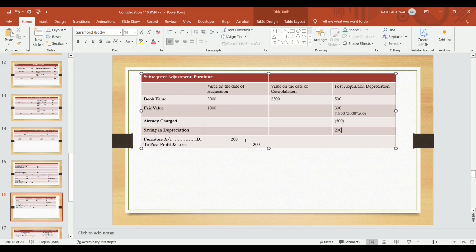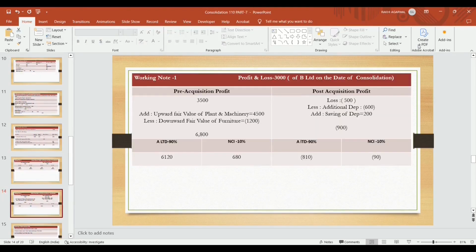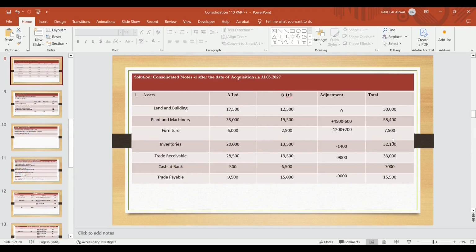So furniture account debit 200, that is furniture is increased by 200, and it will affect the post PL by 200. The impact is on post PL: saving in depreciation, or reversal in depreciation of furniture, is added by 200, and that 200 is also added in the furniture account, that is furniture add 200.